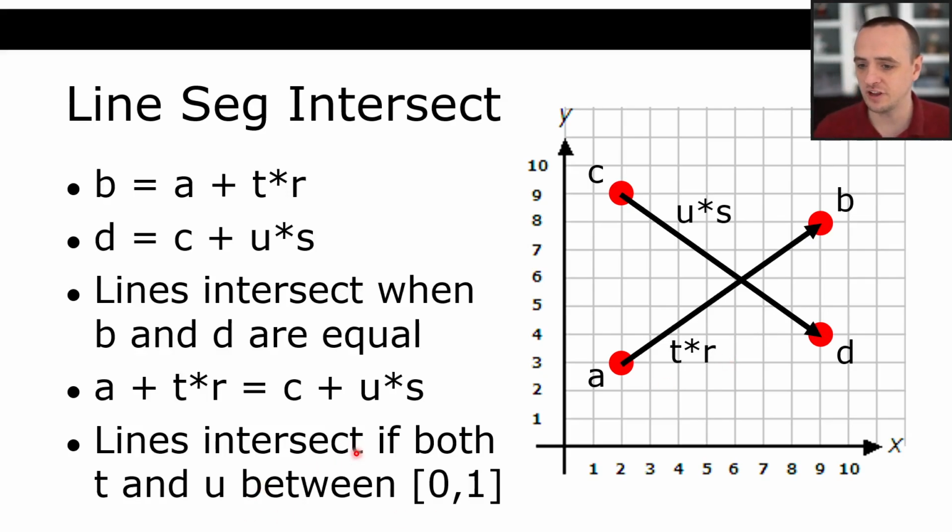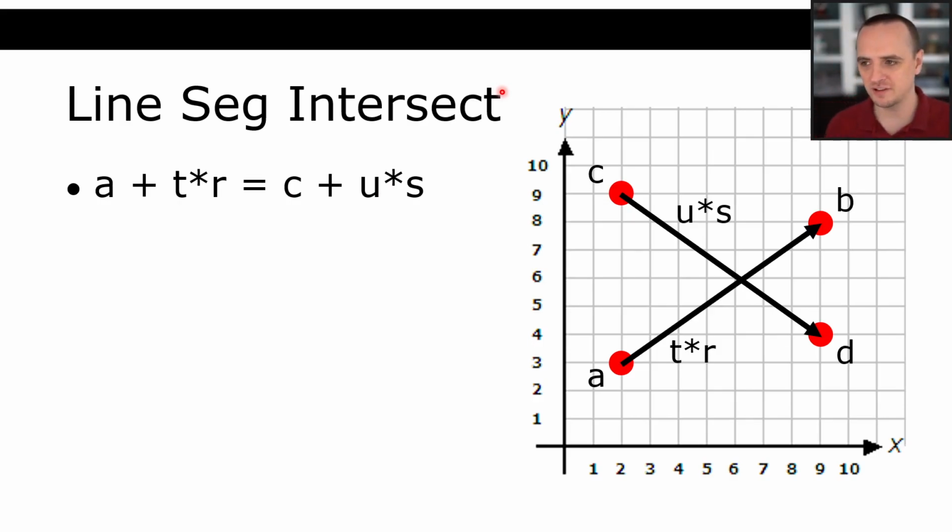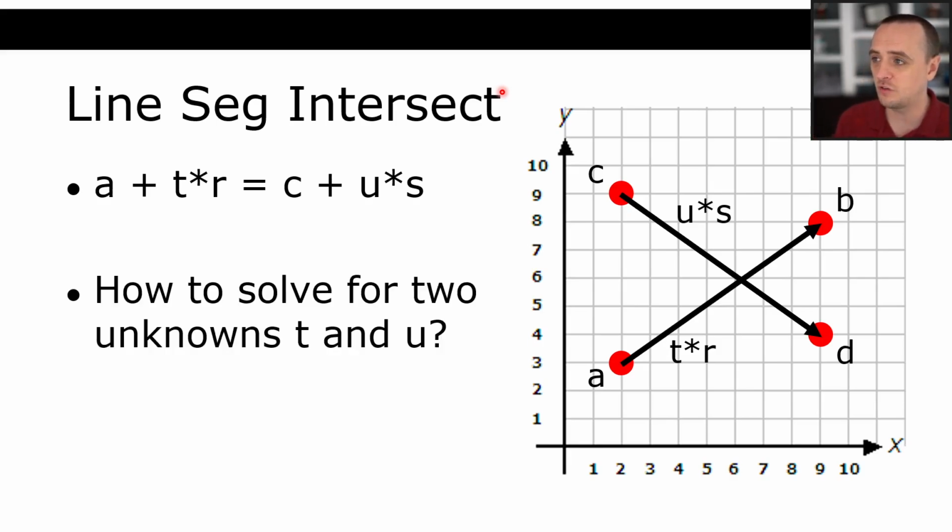So the lines intersect if both T and U are between 0 and 1. So let's have a look. We're going to set A plus T times R equal to C plus U times S. But as all of mathematics has told us for the history of time, in order to solve an equation, we need to have at least as many equations as we have unknowns, right? But here we have two equations and two unknowns. So how can we solve this?